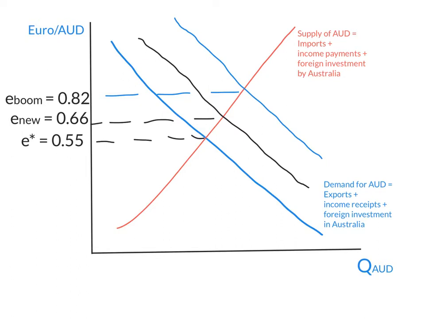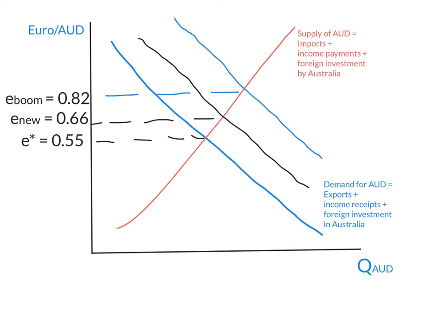Notice that I didn't bring the final demand curve for Australian dollars all the way back to the original one. Why not? Well, remember, the demand for Australian dollars depends not just on foreign investment in Australia, but also on exports. And we saw that foreign investment, the mining boom, foreign investment rose and then fell. That's reflected in our demand curve going up and then coming back down. But exports also changed. Our commodity exports rose and stayed up as a consequence of that mining boom.